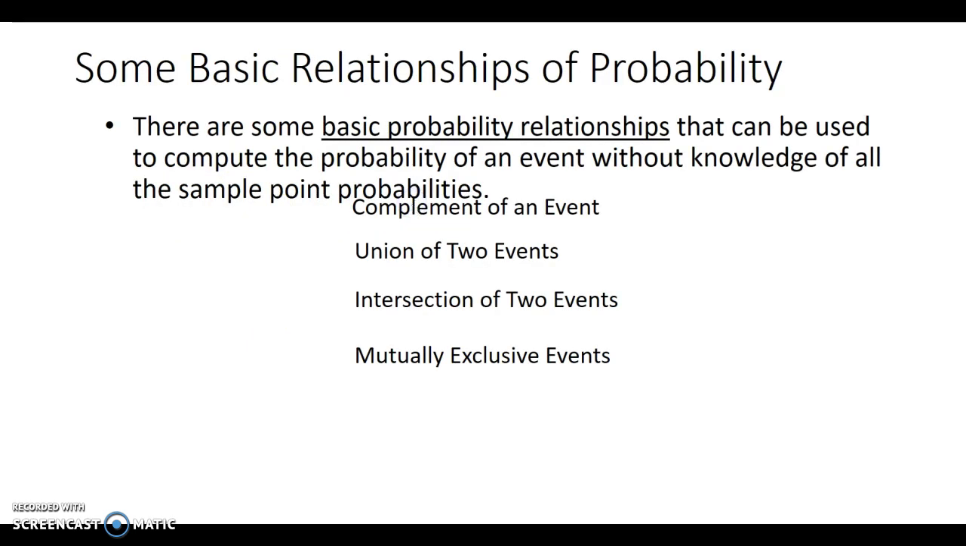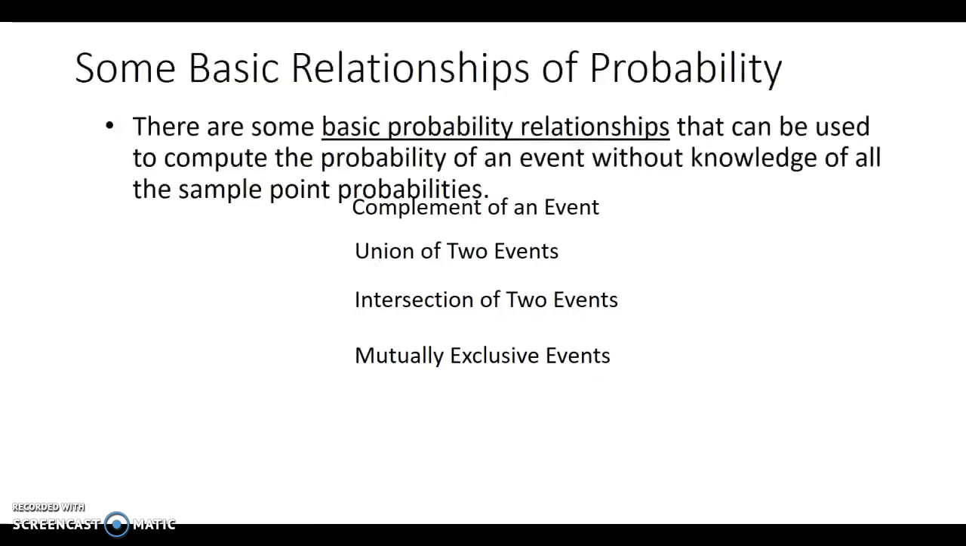Some basic relationships of probability. You'll remember some of these from math. These can be used to calculate the probability of an event without knowledge of all the sample point probabilities. We have the complement of an event, the union of two events, the intersection of two events, and mutually exclusive events. The complement of an event is the probability that an event doesn't occur.